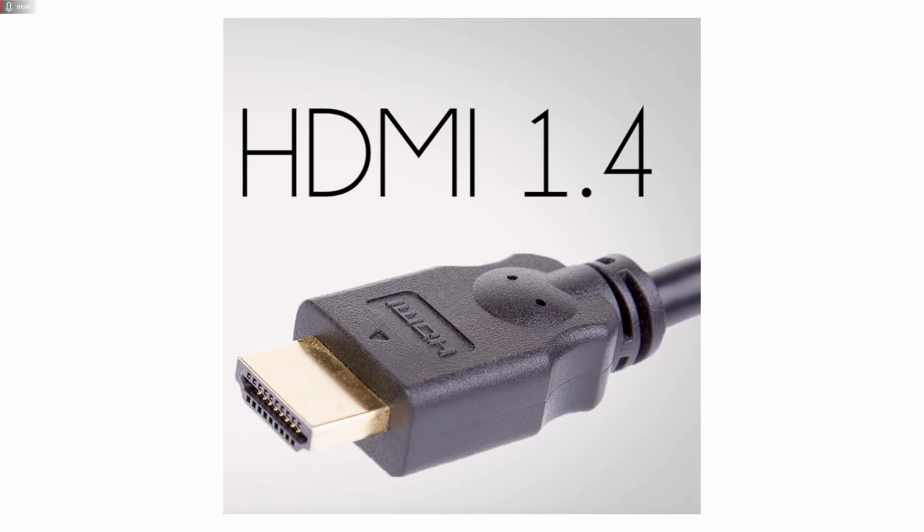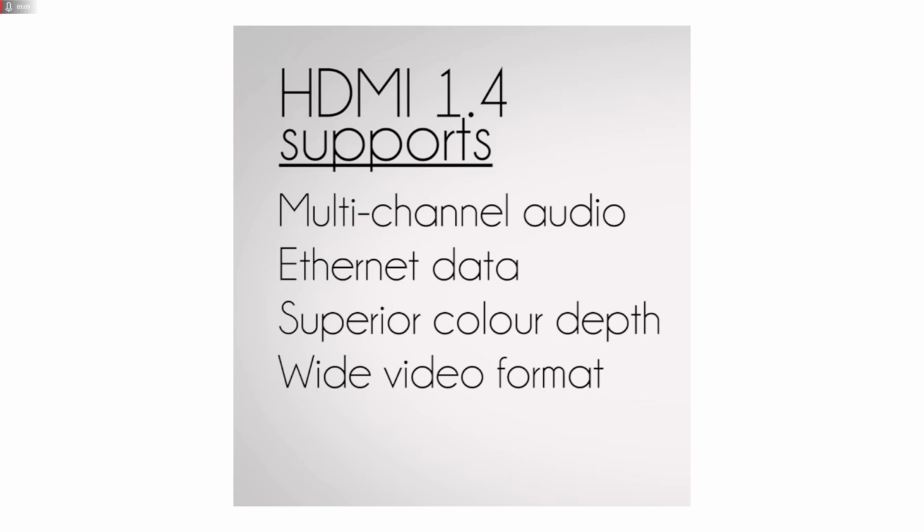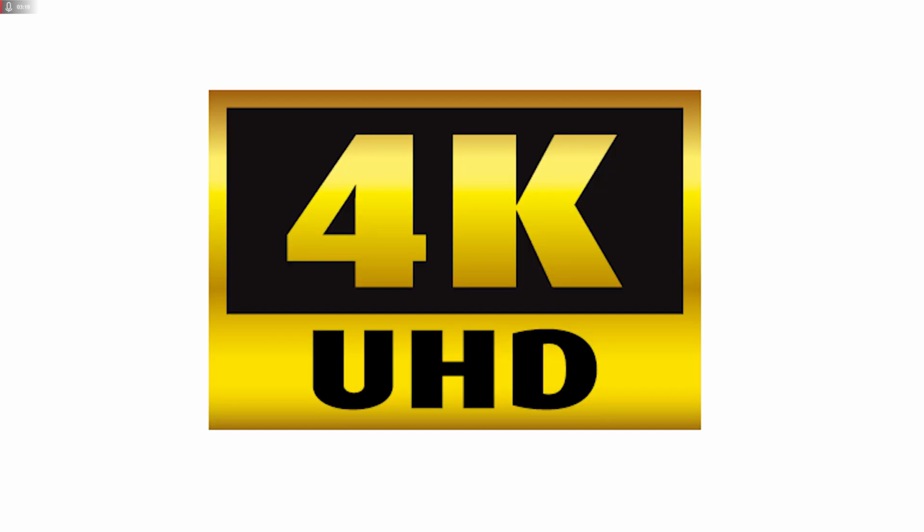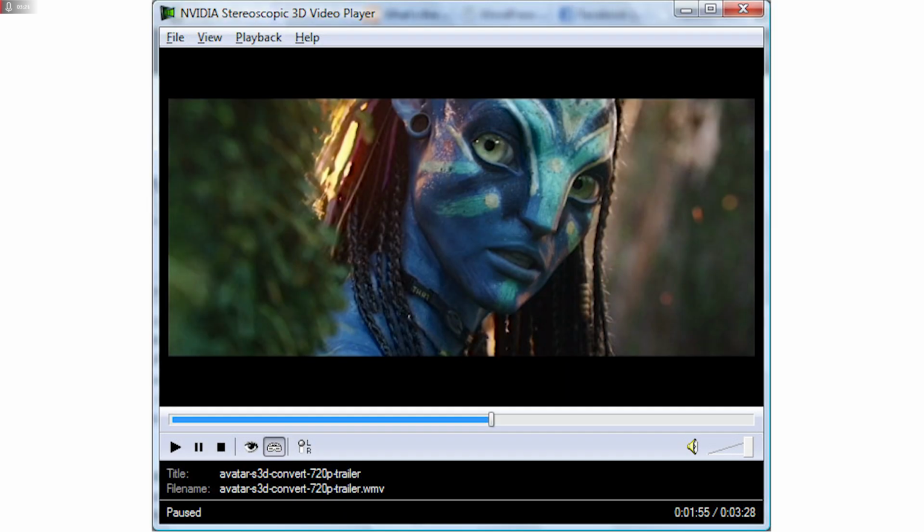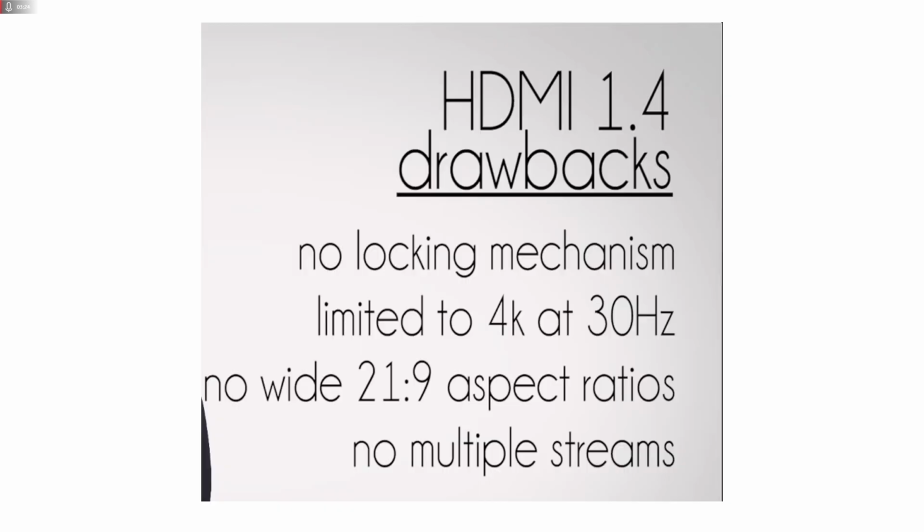HDMI 1.4's biggest strength today is its ubiquity. You can find it or an intercompatible standard on almost any computer and any display. It supports multi-channel audio, Ethernet data, superior color depth, and it has a wide video format support including 4K at 30 Hz and a variety of stereoscopic 3D formats. The drawbacks of HDMI 1.4 is it does not have a locking mechanism, the video format is limited to 4K at 30 Hz, it does not support wide 21:9 aspect ratio, and it supports only a single stream at a time. We cannot stream multiple data at a single time.